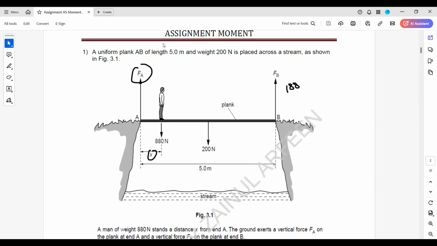How can we work out FA? FA is acting upward, 188 is acting upward, 800 is acting downward, and 200 is also acting downward. So FA equals 800 plus 200 minus 188. That will give us the value for FA, which is 892.